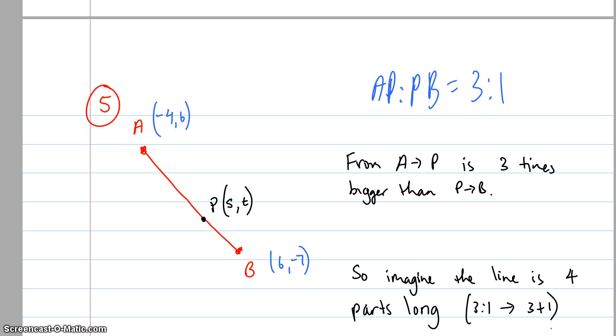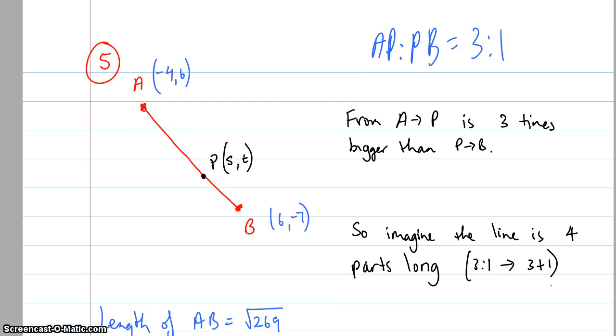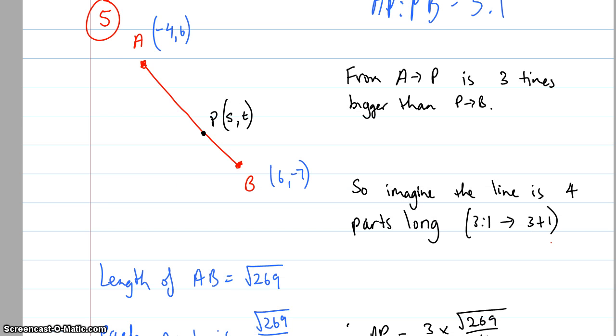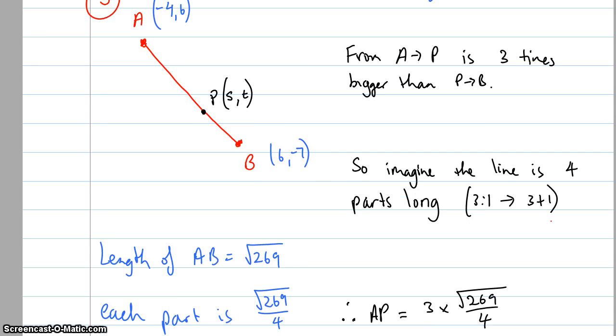And I think we already know the length of AB from a previous question, and that's the square root of 269. So if there's 4 parts to this, there's 1, 2, 3, 4 parts, and the line AP is actually 3 times as big as PB, then that means each part is this divided by 4, and so AP would be 3 times that.